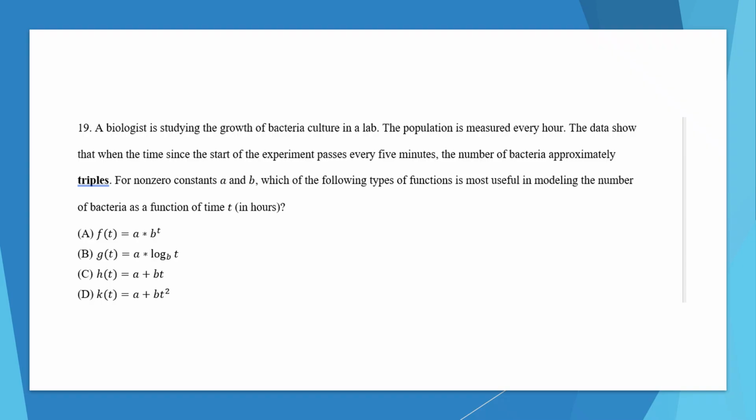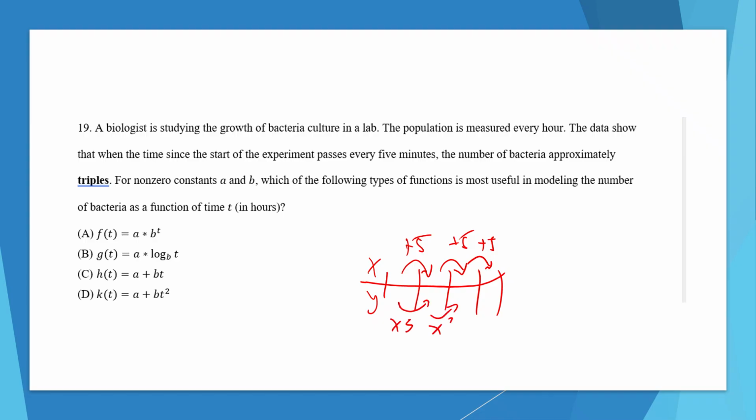All right, number 19, a biologist is studying the growth of a bacteria culture in a lab. The population is measured every hour. The data shows the time since the start of the experiment passes every 5 minutes. So here, when you increase it by 5 minutes, 5 minutes, 5 minutes, the number of bacteria approximately triples. So this is times 3, times 3, times 3.